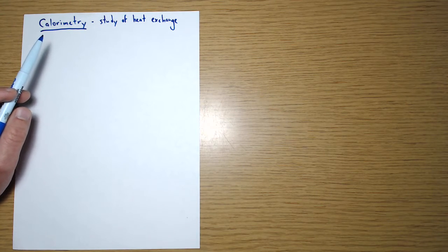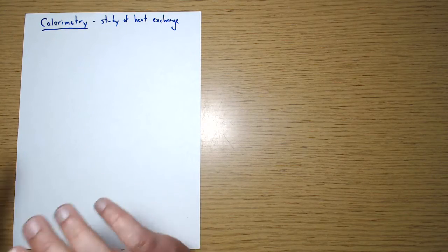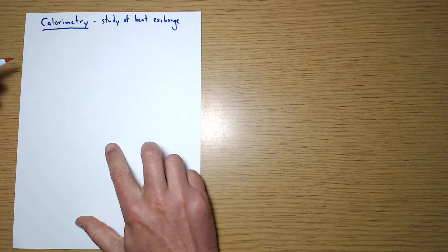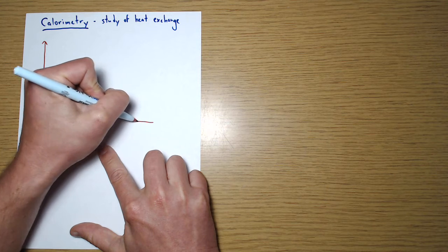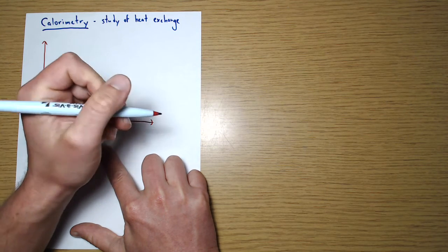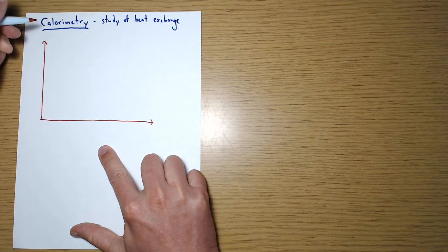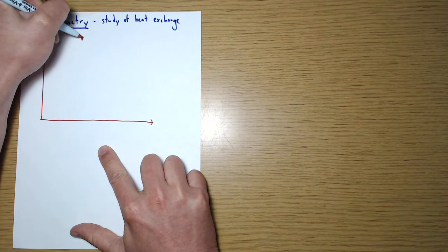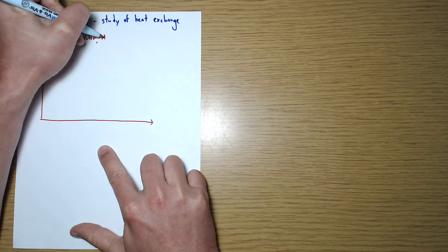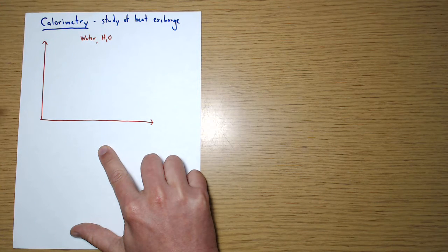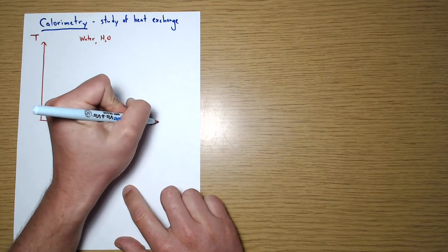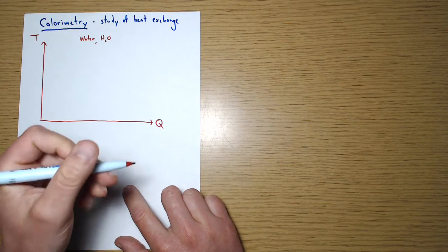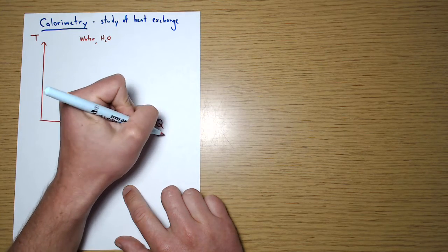So let's just look at the example for a moment of water. Now imagine I have some ice, and we know that I'm going to make a plot here for water, H2O, and imagine that the temperature is on the vertical axis, and then on the horizontal axis I'm going to use the symbol Q, and Q represents the cumulative heat added.